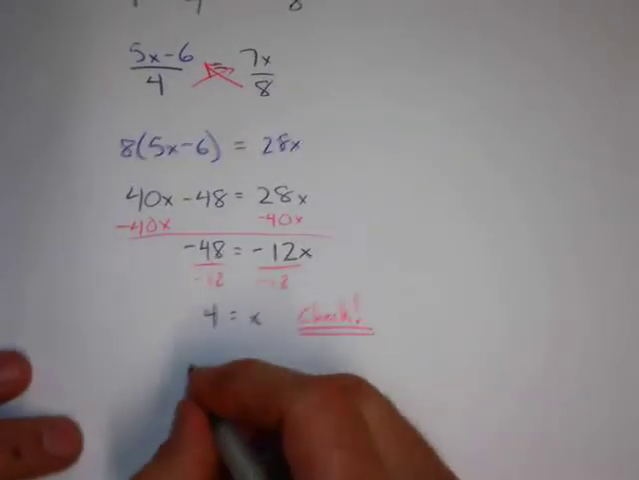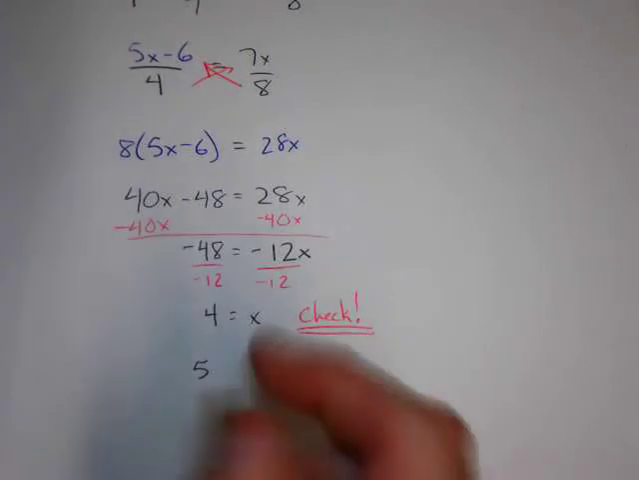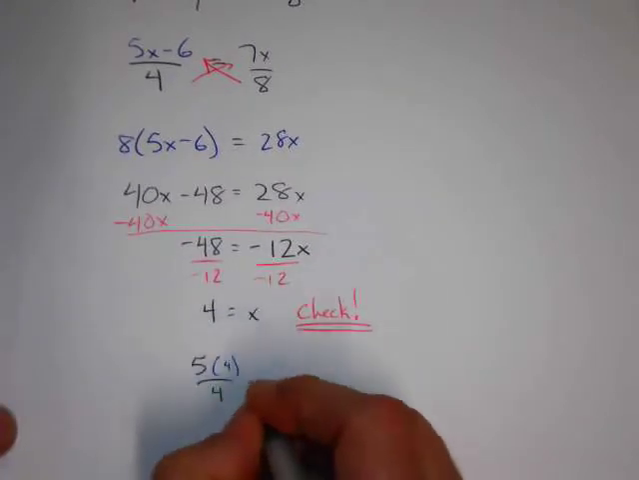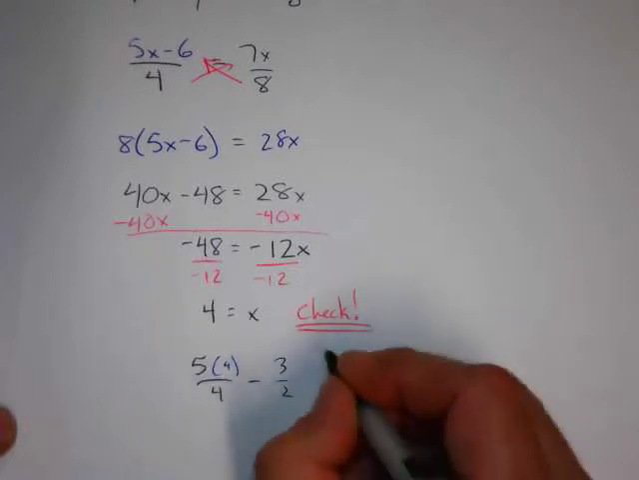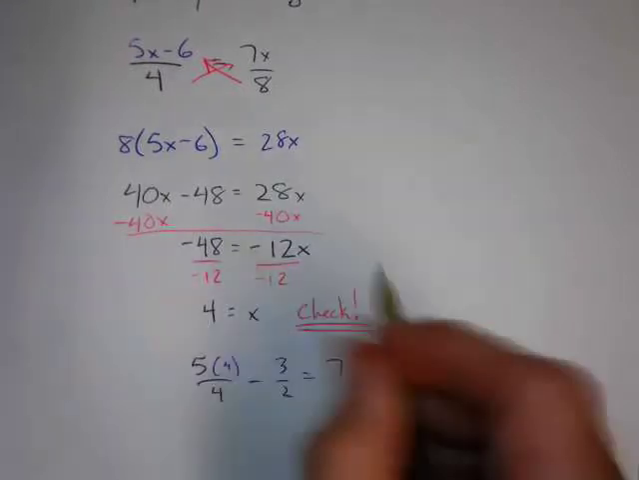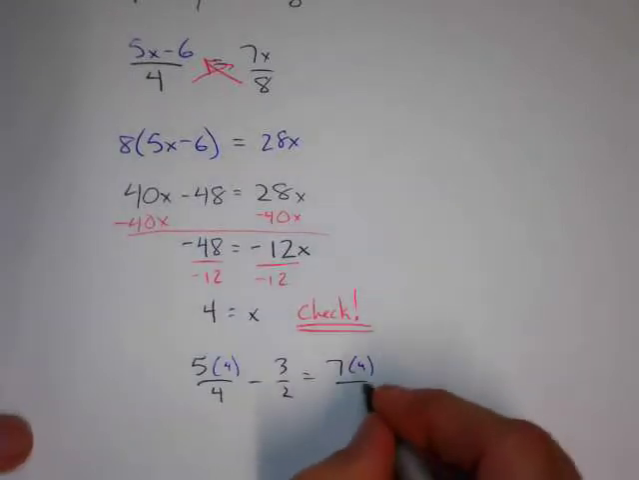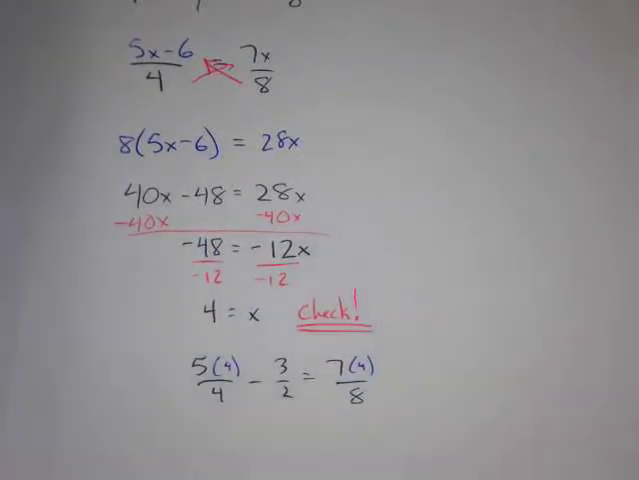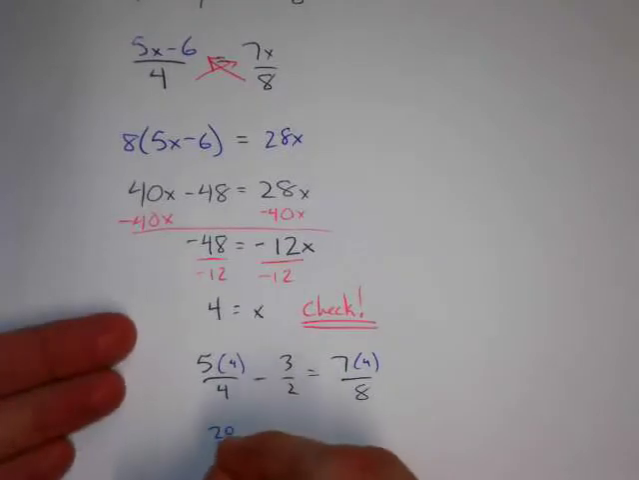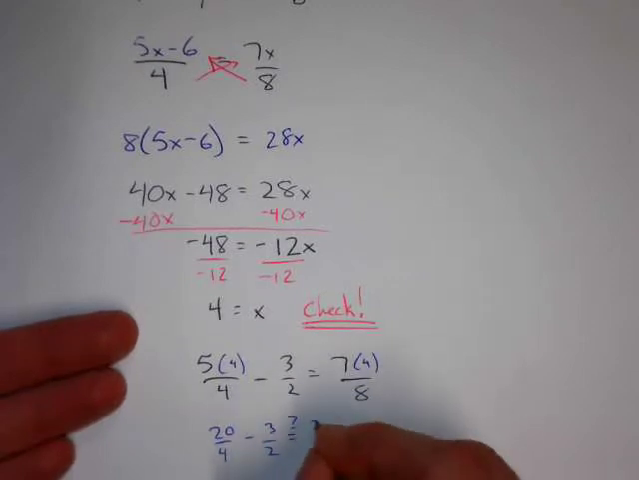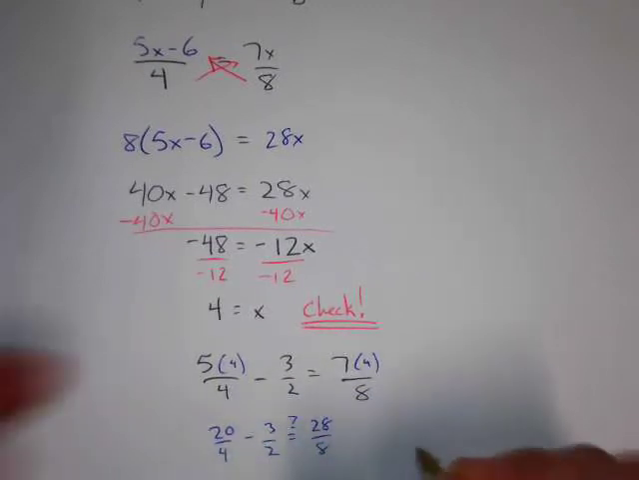So you remember the original equation was 5x. Well, now it's 5 times 4 over 4 minus 3 over 2 equaling 7 times 4 over 8. Is that going to be true? So we're going to check our answers to see if this works. So we have 20 over 4 minus 3 over 2. Is that going to equal 28 over 8?